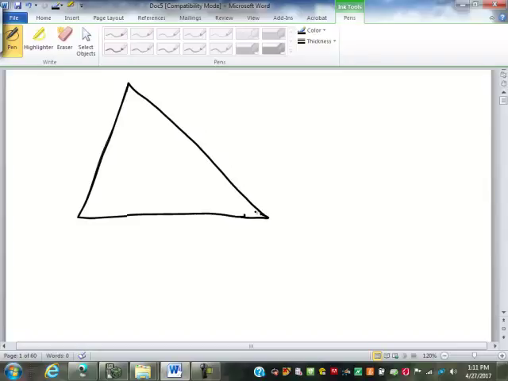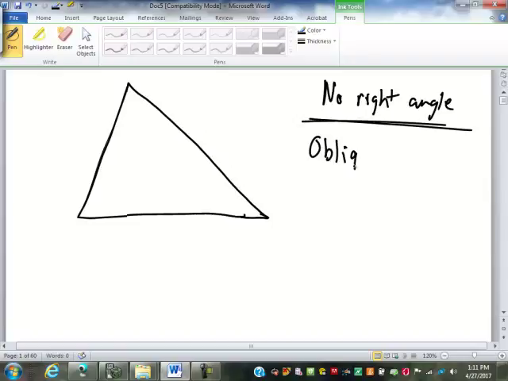When you look at this triangle, what sticks out as missing? Right, there's no right angle. This is not a right triangle. It is what we call an oblique triangle.